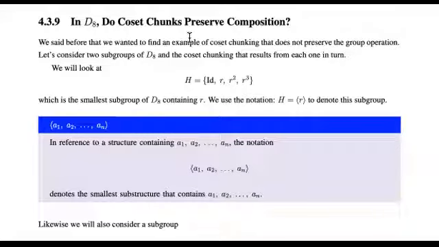Meaning, can we chunk up D8, like take a subgroup of it and take its cosets, and that's going to create a merge, right? And does that merge preserve the operation? Composition is the operation. So does it preserve the group operation when we chunk it up, depending on what kind of cosets we use?